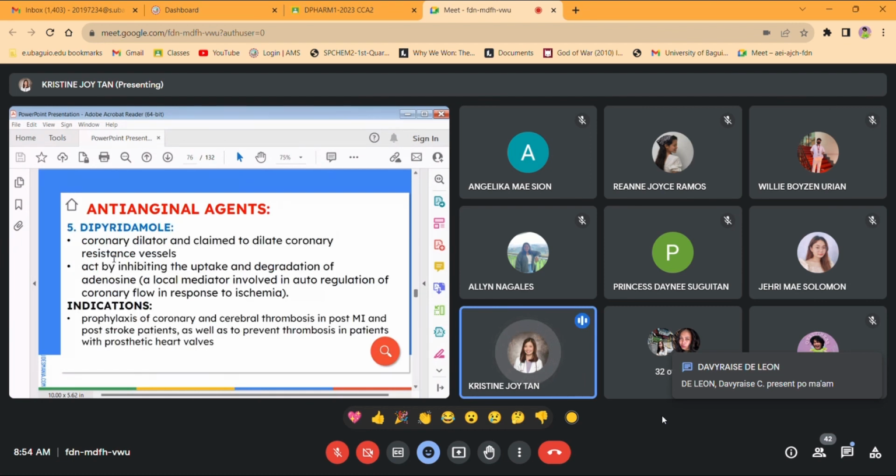So next, you have your dipyridamole. So dipyridamole, this is a coronary dilator. So vasodilator pa rin siya, but focused on the coronaries and claimed to dilate the coronary resistance vessel. So indications, prophylaxis for coronary and cerebral thrombosis in post-heart attack and in stroke patients.